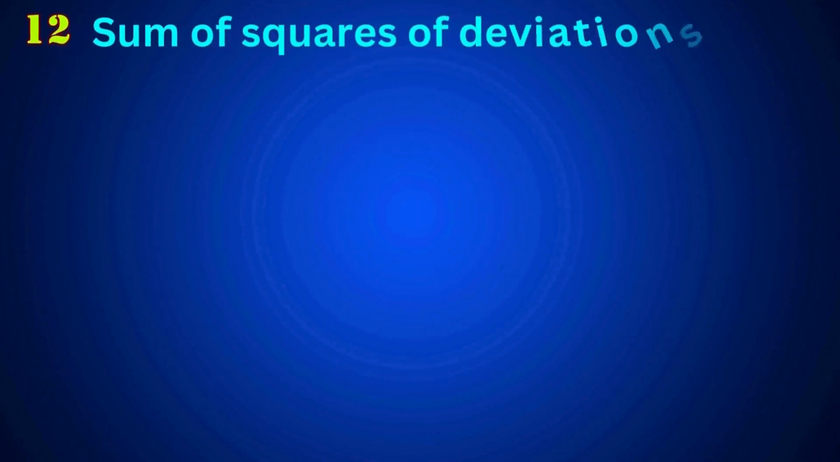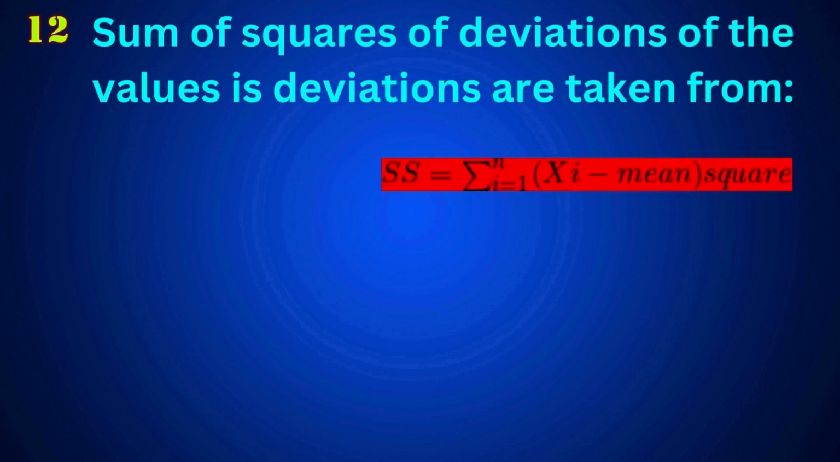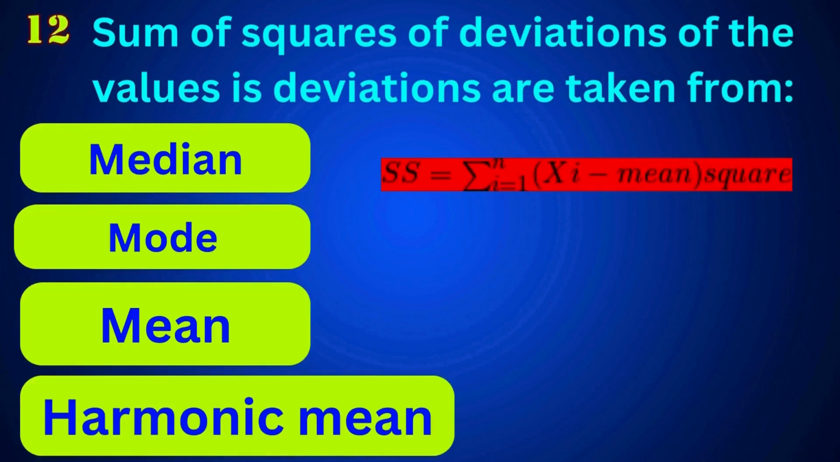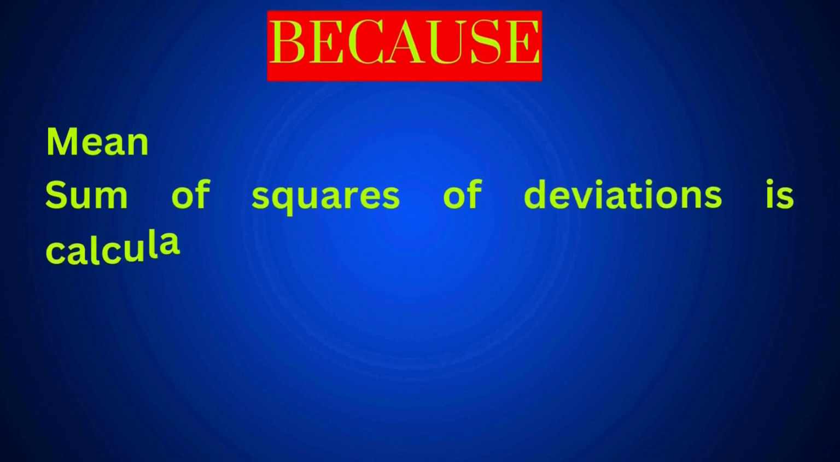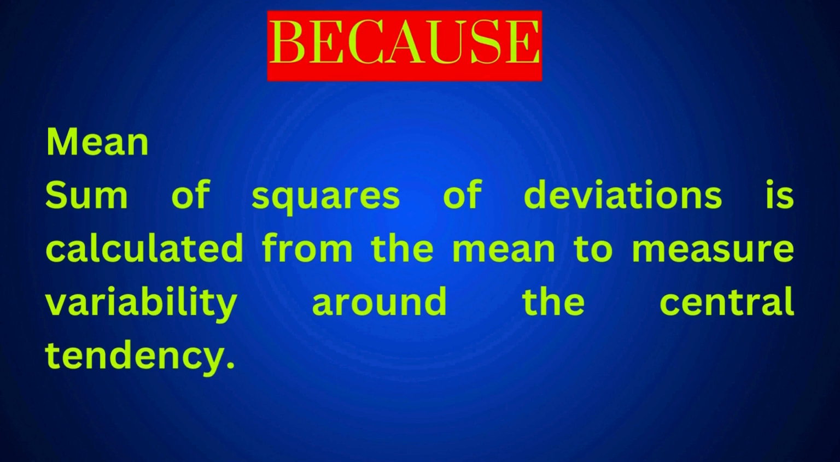Sum of squares of deviations of the values is least when deviations are taken from. Options are median, mode, mean, harmonic mean. Right option is: mean, because sum of squares of deviations is calculated from the mean to measure variability around the central tendency.